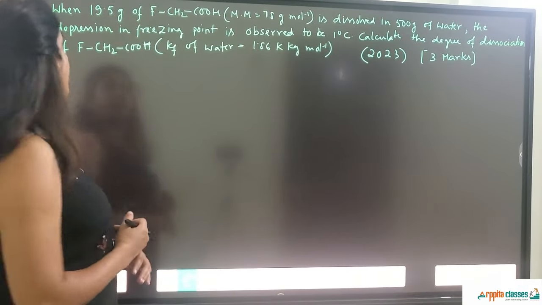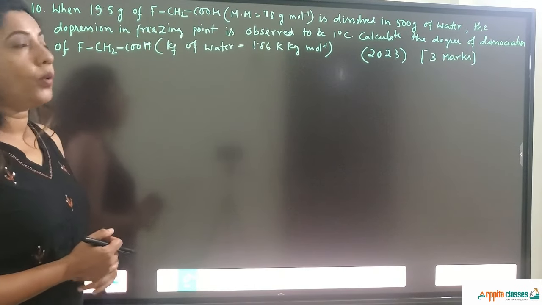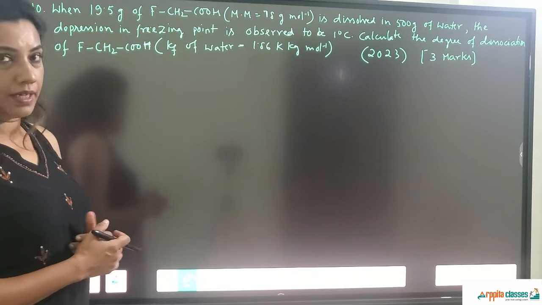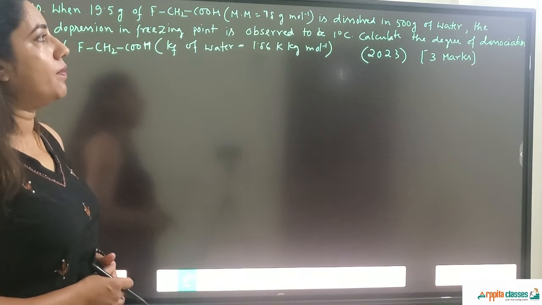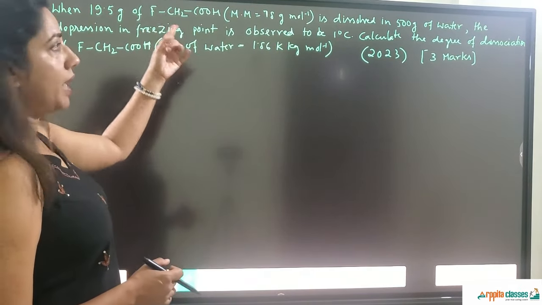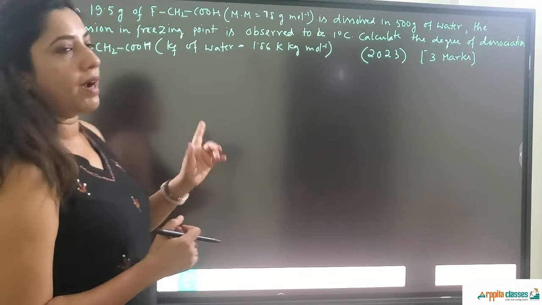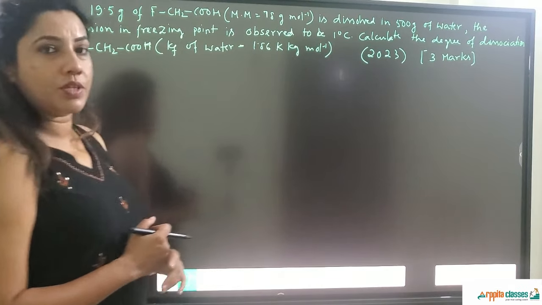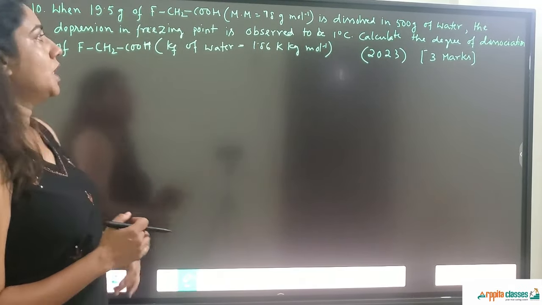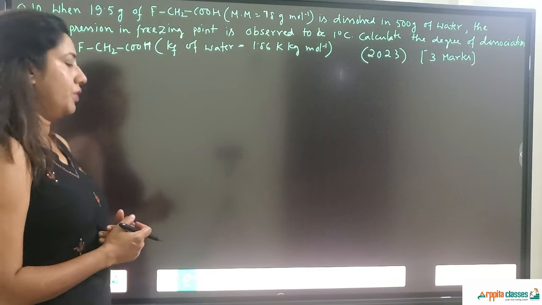We start with question number 10 now. When 19.5 gram of FCH2COOH, whose molar mass is given 78 gram per mole, is dissolved in 500 gram of water, so we understand that this is the solute, okay, and 500 gram is the solvent. The freezing point depression is observed to be 1 degree Celsius. Calculate the degree of dissociation of the solute. Kf of water is given, and the question has come in 2023 for 3 marks, okay.